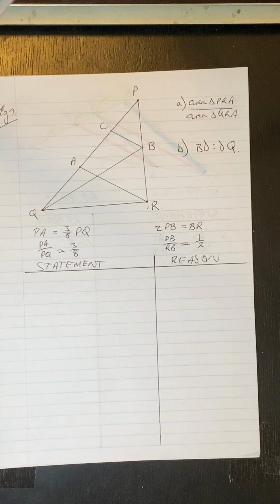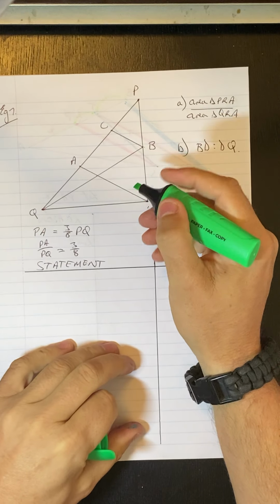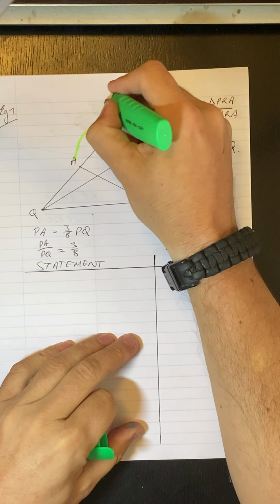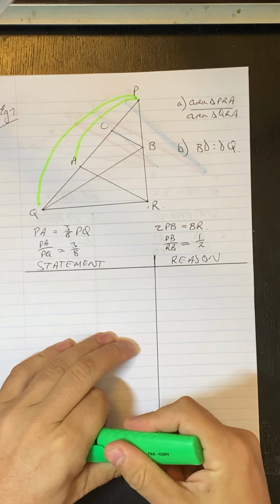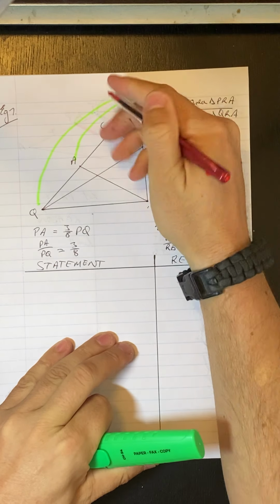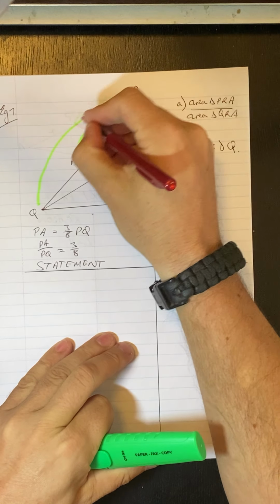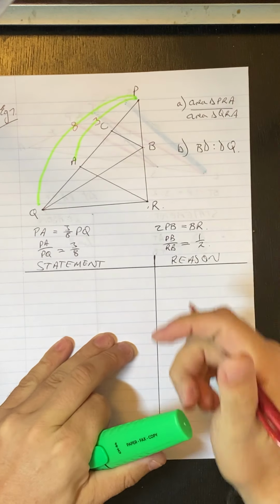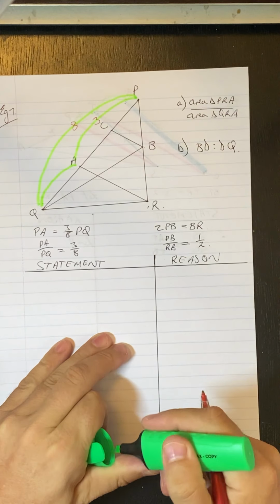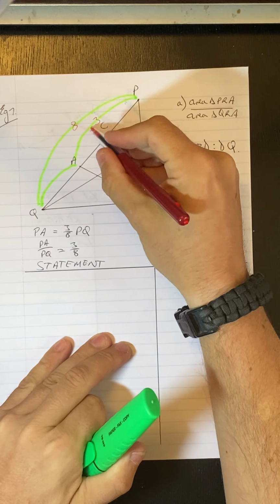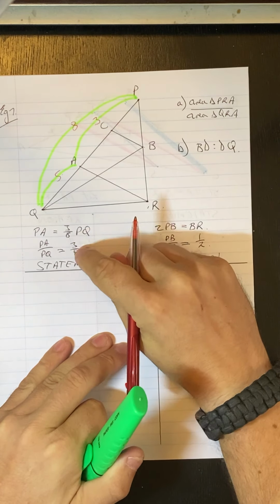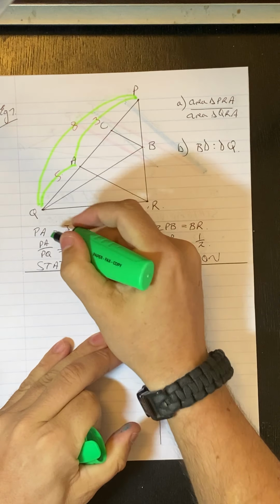Okay, so PA to PQ. So we've got PA to PQ, and that is going to be 3 to 8. So PA is 3 and PQ is 8. Now, because we have that, I know what AQ is going to be. AQ, if this whole thing is 8 and that is 3, this must be 5. Okay, so we've done that one there. That was from our green information.